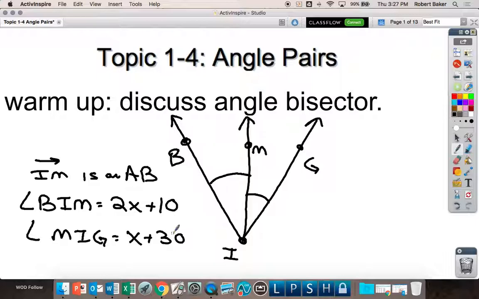Blank stares. I'm trying to do it in my head. So let's not do it in our head. That's too much work. How big is angle BIM? 50. 2x plus 10. How big is angle MIG? What is the only thing you know about those two angles? They're equal to each other. Does that make sense? They're equal because ray IM is the angle bisector. It cuts the angle in half. I know what x equals.